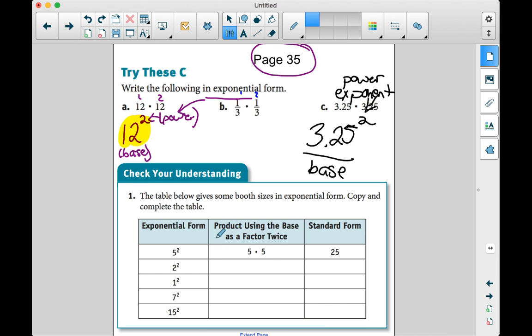Okay? So now going down to this table here, it's given to you in exponential form. So you have the little 2. You're going to write that with the base. So your base is 5. That little 2 means 5 times 5. And then standard form is just the number. So 5 times 5 is 25. So that works out. Now we're going to do this next one. 2 squared is how I would read that. So that works out to 2 times 2, and 2 times 2 is 4. So my standard number would be 4. I want you to go ahead and try this one and that one. Don't worry about that last one right there, but go ahead and try those other 2.